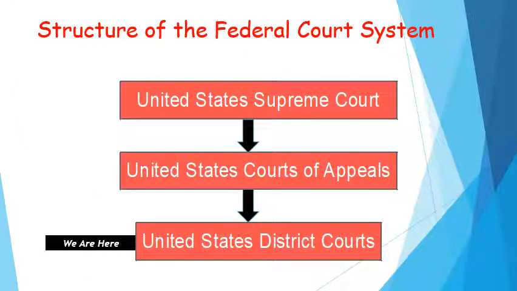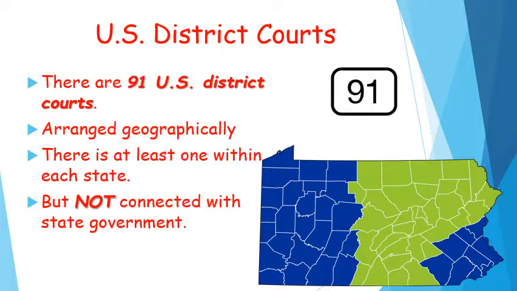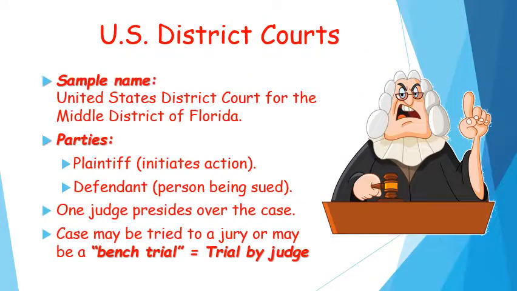As we go back to our structure, we want to start with the United States District Court, which is the lowest level of the federal court system. There are 91 U.S. district courts. They are arranged geographically. The country is basically broken up. You can see here on the slide, Pennsylvania has 3 U.S. district courts, one with Philadelphia and the surrounding counties, then the middle part of the state, and then the western part of the state. That is the division of the U.S. district courts in the state of Pennsylvania. Each state has at least one. These courts are not connected in any way with the state courts, and you want to keep that in mind. A sample of how we address these courts would be the United States District Court for the Middle District of Florida.